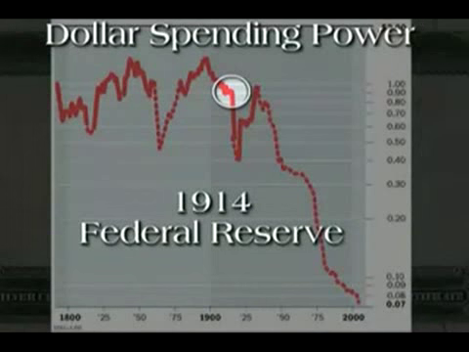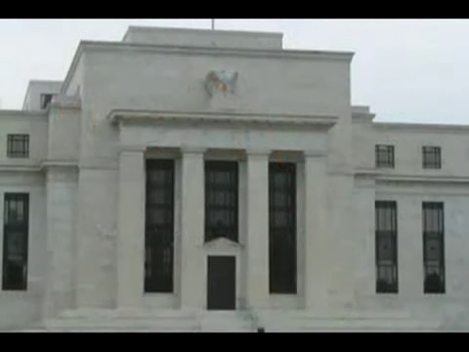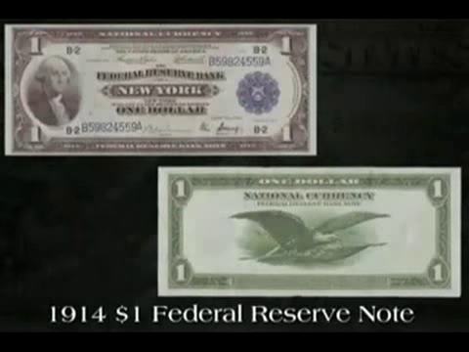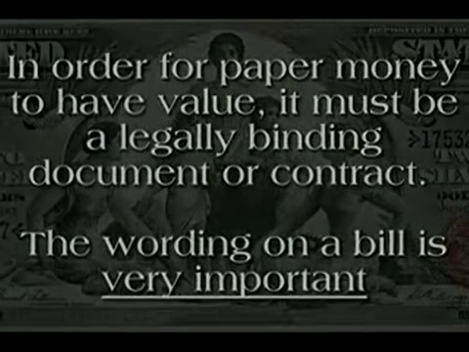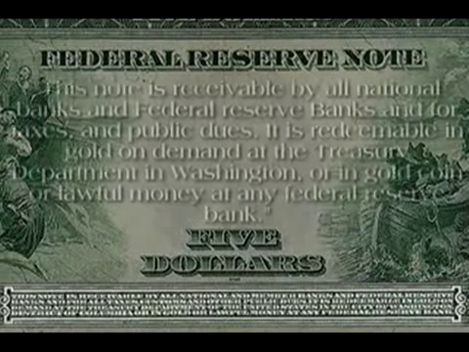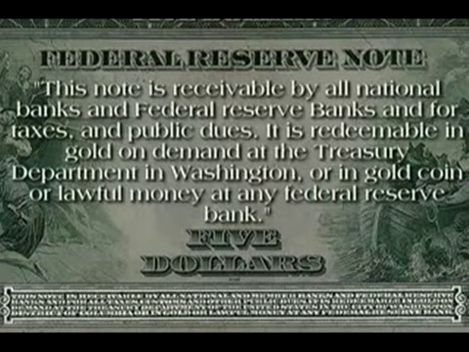1914 brings us the Federal Reserve System, the new American central bank. They begin printing Federal Reserve notes, a new kind of government-sanctioned banknote. Again, the wording on the bill is very important. On the back it states, "It is redeemable in gold on demand at the Treasury Department in Washington or in gold coin or lawful money at any Federal Reserve Bank."